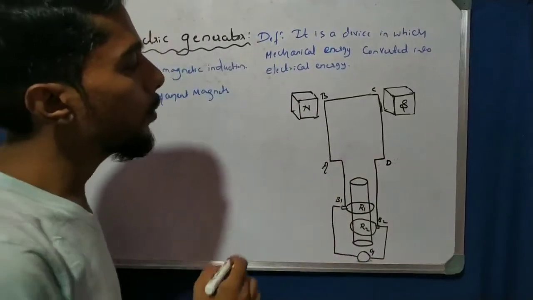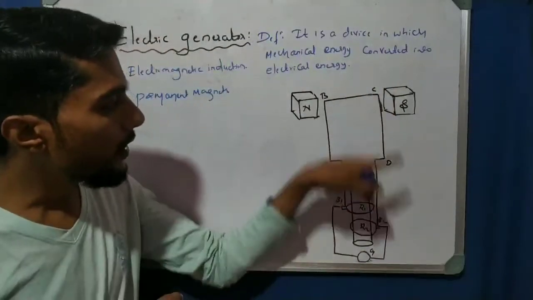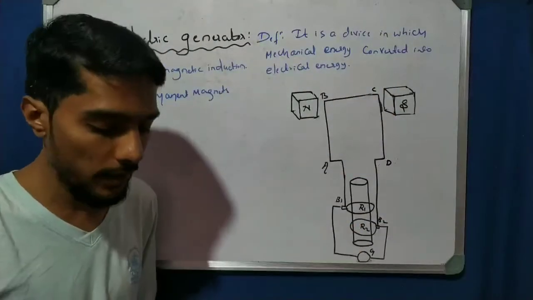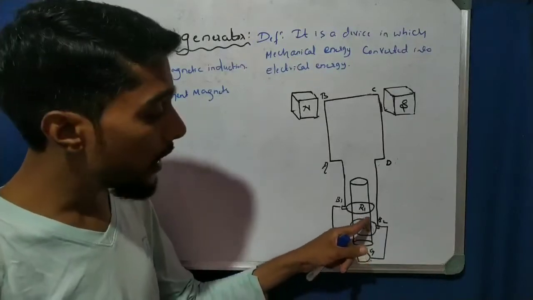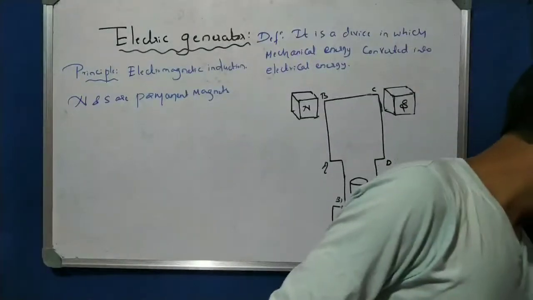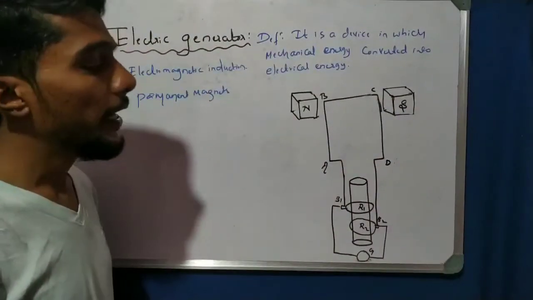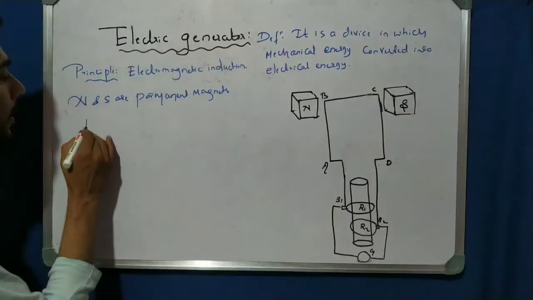So this is the diagram of the electric generator. All is the same, but the difference is that here two rings are there, R1 and R2. R1 and R2 are the slip rings, and B1 and B2 are the brushes. This is the diagram of the electrical generator. Now let us see the working.